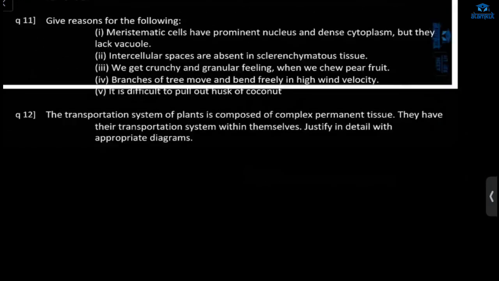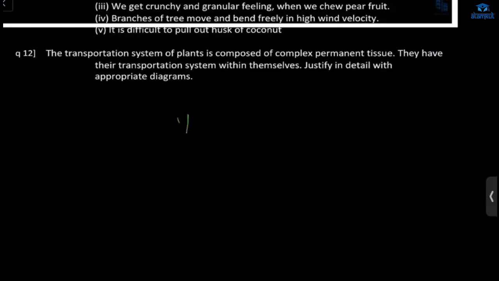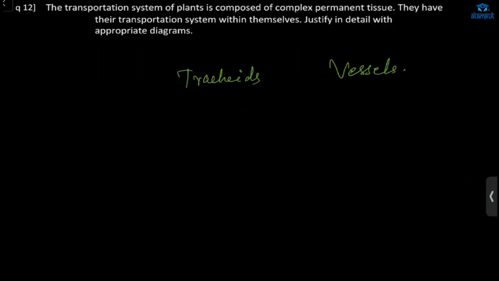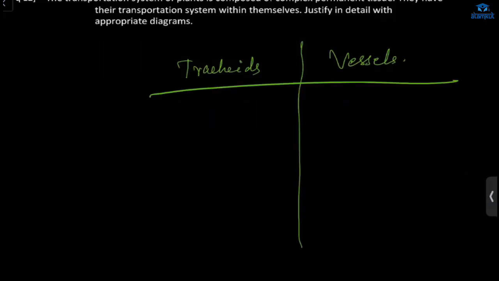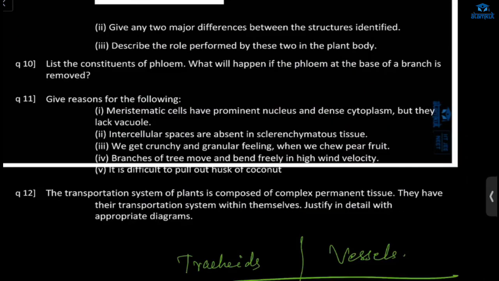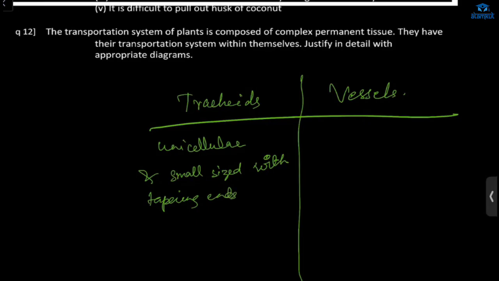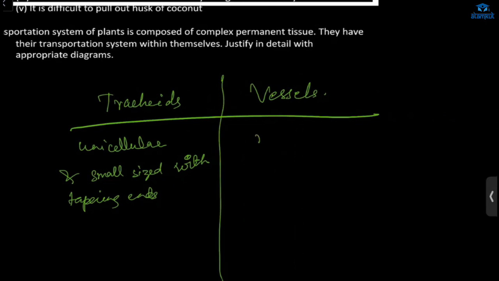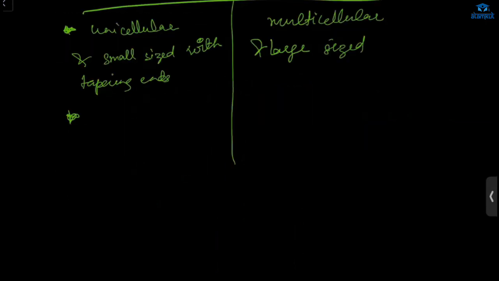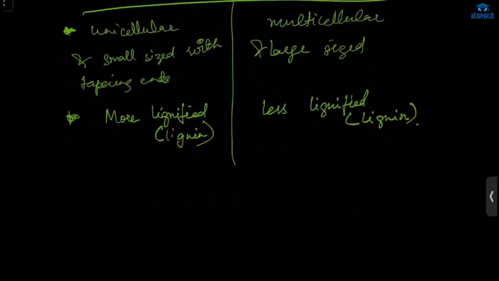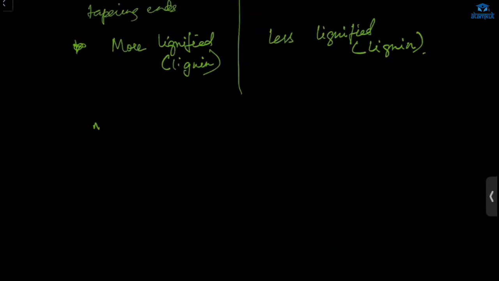So they are asking you to give differences between tracheids and vessel. For tracheids, it is unicellular and small, with tapering ends, okay? And for vessel, it is multicellular and large in size. Tracheids are more lignified, that means they contain more lignin, okay? Vessels are less lignified. So their role is mechanical strength, because they have lignin.